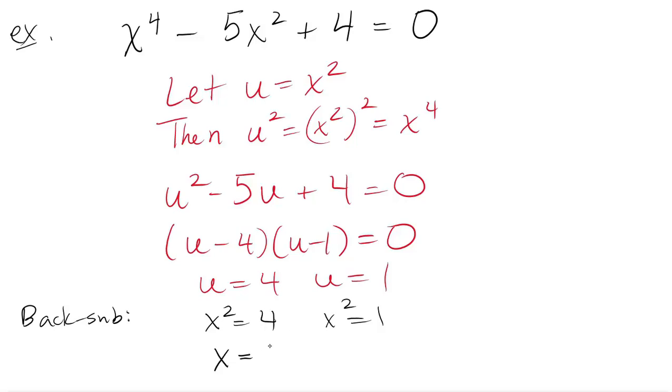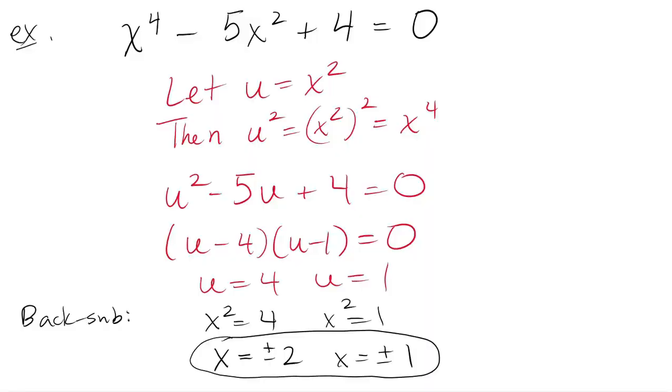The two square roots of positive 4 are plus or minus 2. The two square roots of positive 1 are plus or minus 1. And we get 4 solutions. And they all work. We didn't do anything here that would generate an extraneous solution. This is just a polynomial equation. So all 4 of these work.